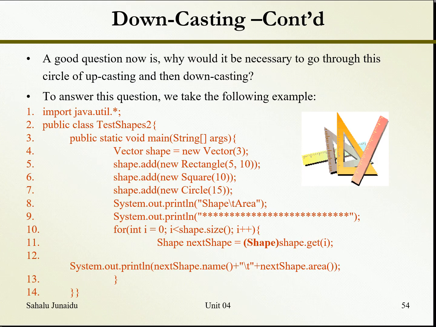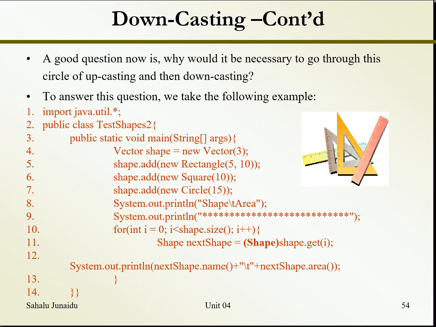Then here we said next chef equals chef.get(i). Fine. A very good example. Now, next chef, remember the chef we are trying to get is of type vector. But now we are saying it's of type what? Chef.